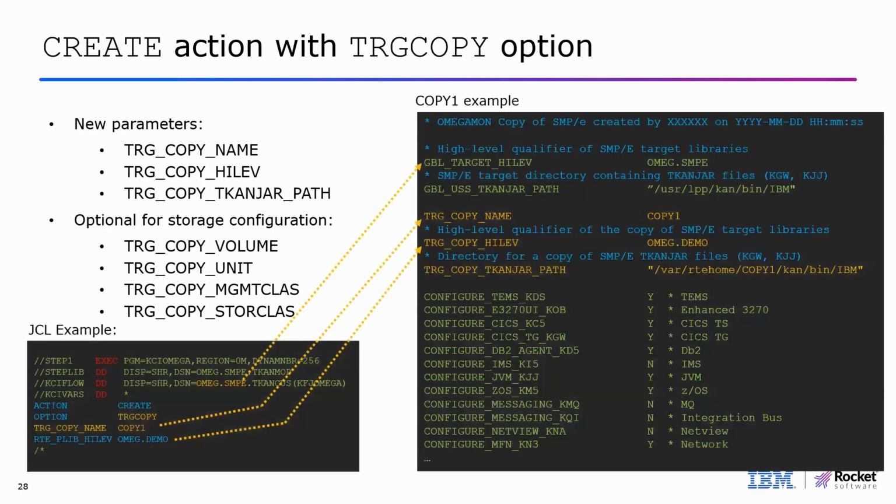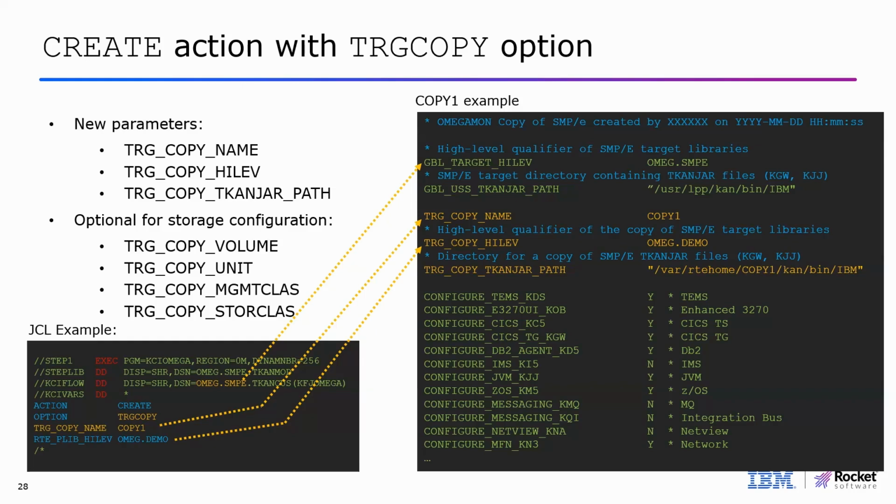It will obviously have the global target high level qualifier, because that's our source for copying. It will have the global USS tcan jar path, which is important because certain products need to save stuff in Unix System Services. That's the file system essentially that you get with your SMP installation. Then you have your target copy name as specified in the JCL, and your copy high level qualifier, which can be inherited or overridden, as I just explained.